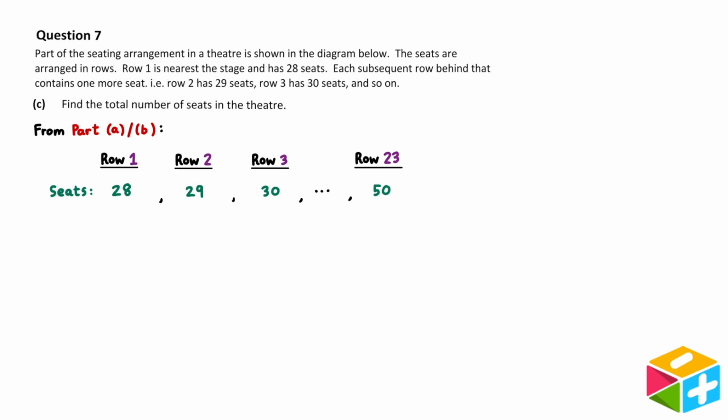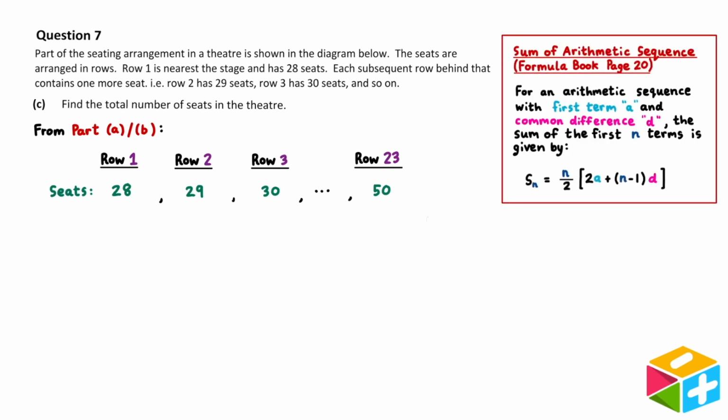One way to do this would be to use brute force by getting out our calculator and adding up all these numbers. 28 plus 29 plus 30 plus 31 plus 32, all the way up to 50. However, there's another cleaner approach which uses the result for the sum of an arithmetic sequence. This can be found in the formula book on page 20.